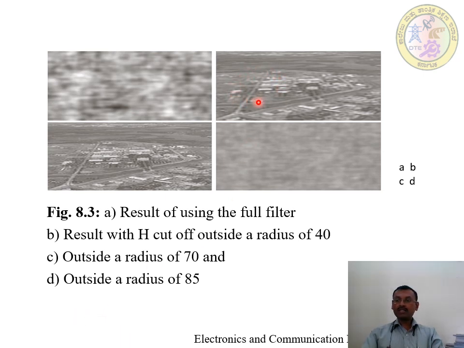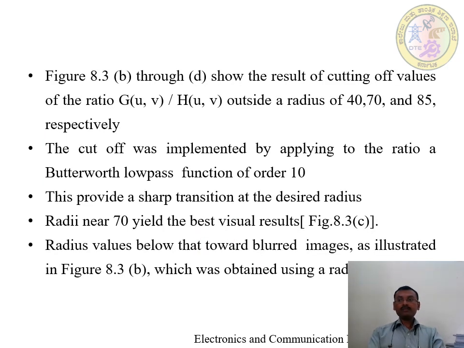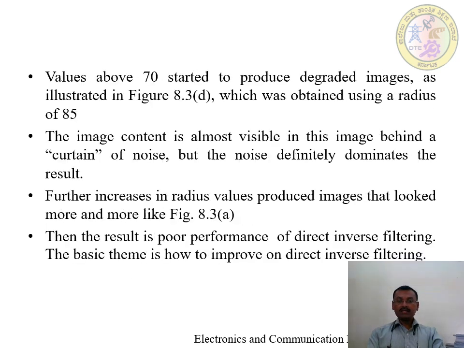8.3a, that is the result of the full filter. Then the result is poor performance of direct inverse filtering. So the basic theme is how to improve on direct inverse filtering.